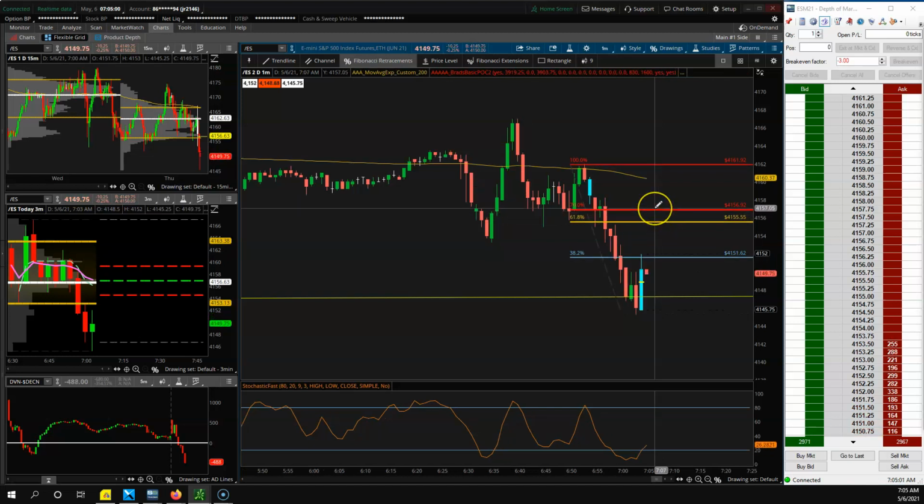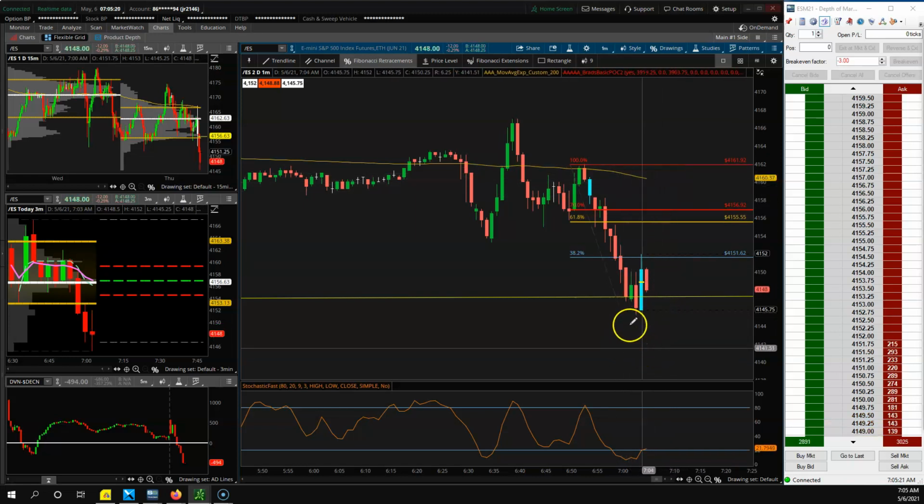50 to 57, I want to look for a short, and my stop will go right up above this 62 level. Now we do have the 200 higher up, so I might actually look to lean up here, try and be a little more aggressive on my trade, have a little bit less risk, but we will see.